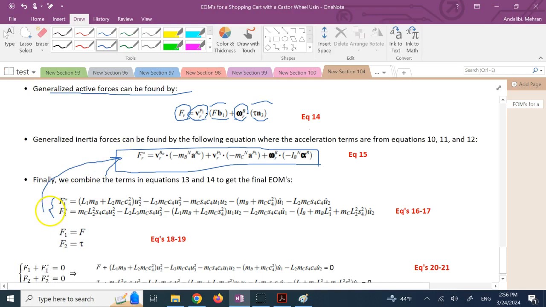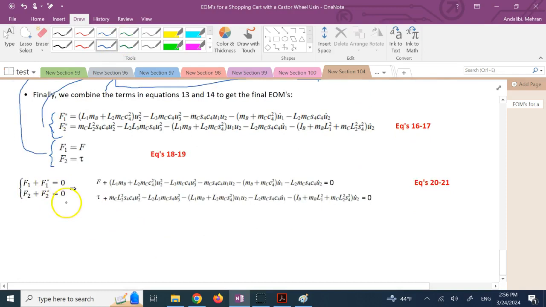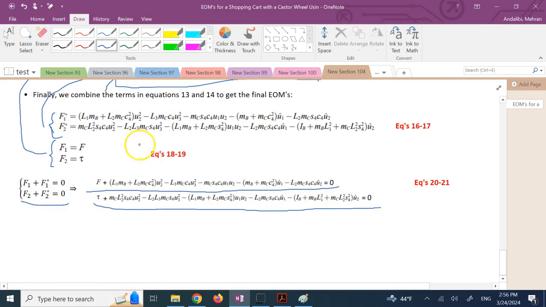And then F1 and F2 are very simple. They are simply just F and tau. Okay, and then we say F1 plus F1 star equals 0, F2 plus F2 star equals 0, right? The two equations, and if you do so, these two are your final governing equations. Where clearly you can see the centripetal terms here, and you see the Coriolis terms here. Okay, and these are the acceleration terms. Yes, so both accelerations appear in both of the equations.